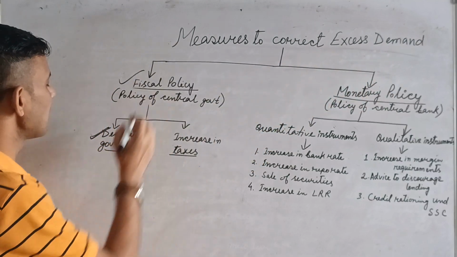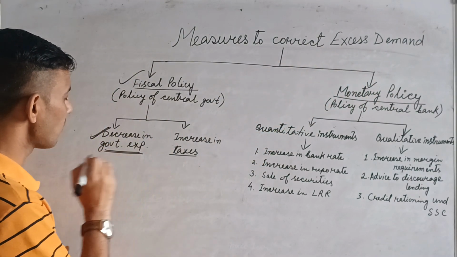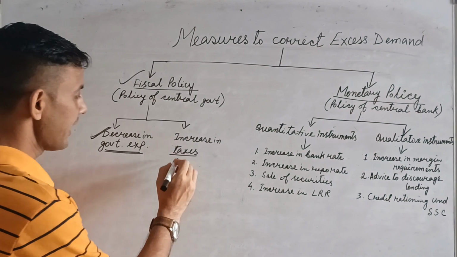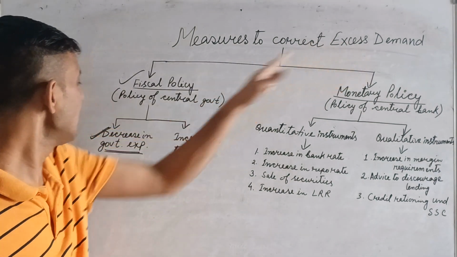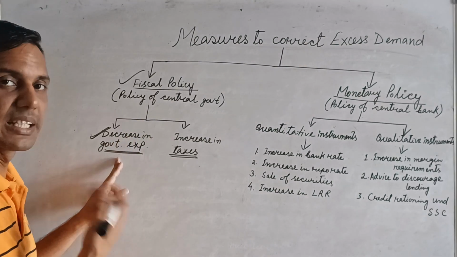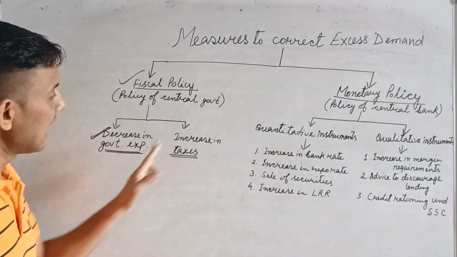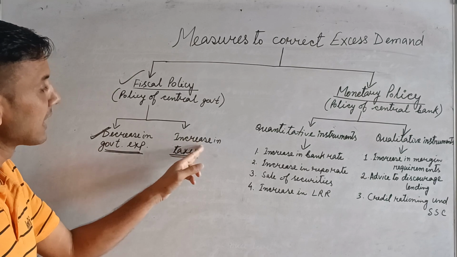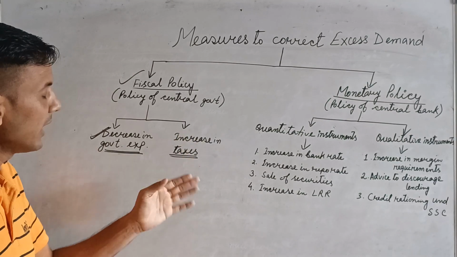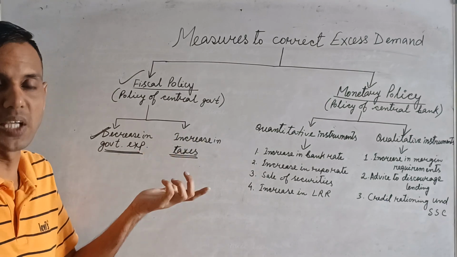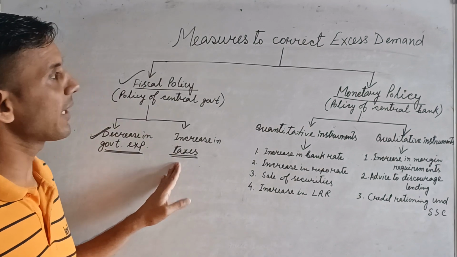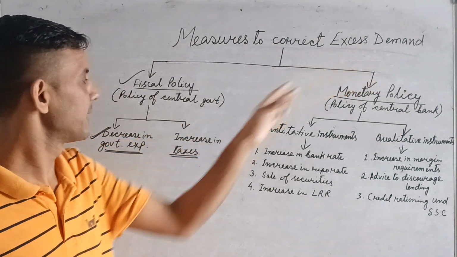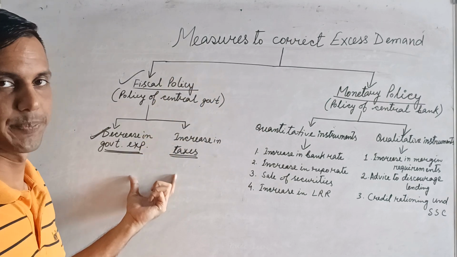So under fiscal policy there are two parts. One is government expenditure and another one is the tax. When excess demand is there, then government will decrease the government expenditure and increase taxes. It means when there is more tax, then more price, people will buy less and it can correct the excess demand. This is the fiscal policy.